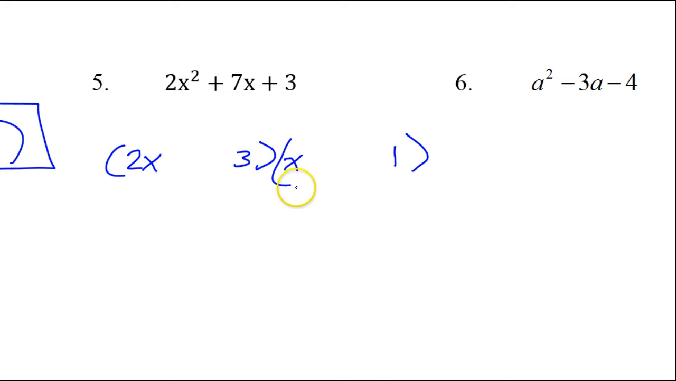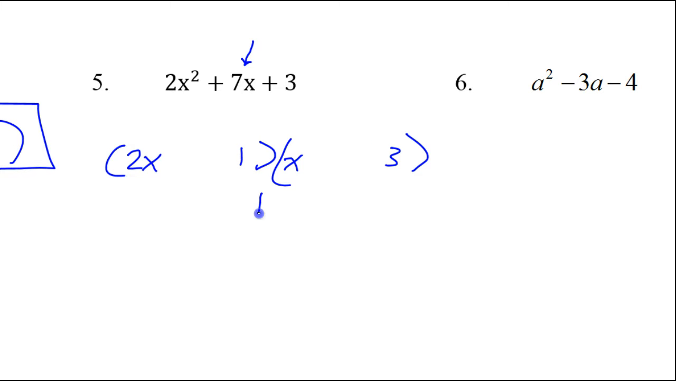Now, as I said before, inner plus outer must equal middle. Inner, I have 3x. Outer, I have 2x. I'm trying to get a middle of positive 7. This can only make 5, so this is not working. So the only other thing I can try is switching the 3 and the 1. So I'll try putting the 1 here and the 3 here.